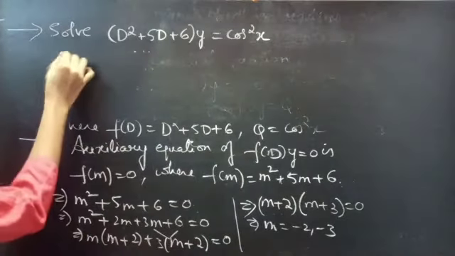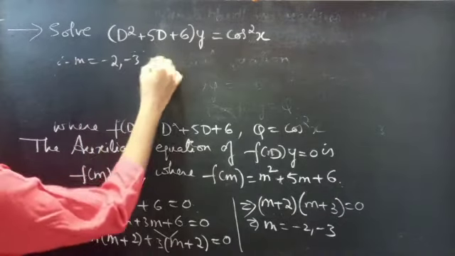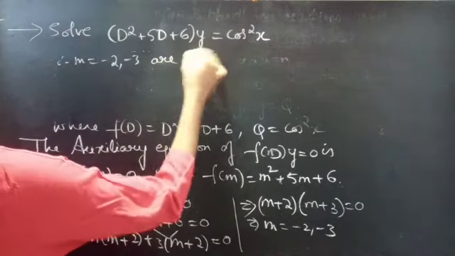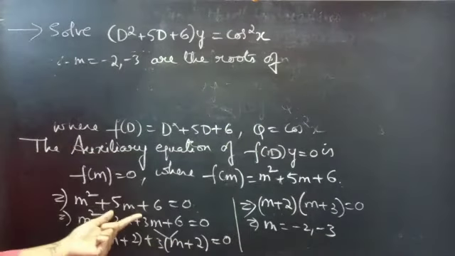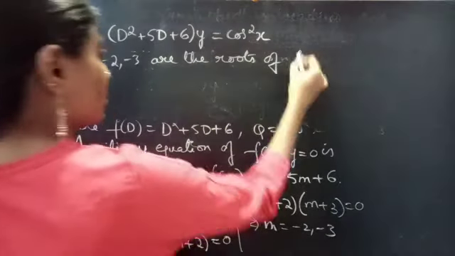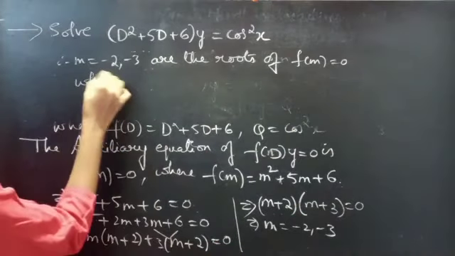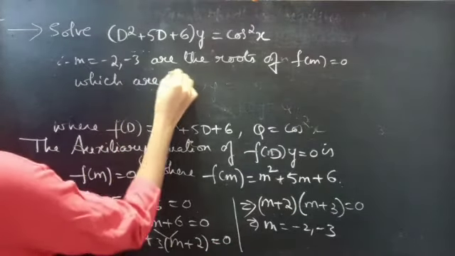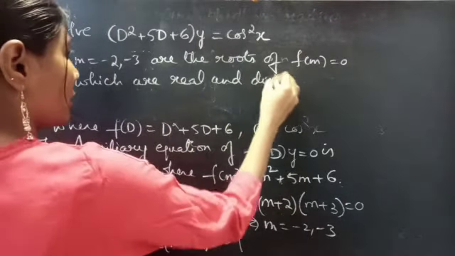Therefore, m equals minus 2, minus 3 are the roots of the auxiliary equation, that is our f of m equals 0, which are real and distinct.